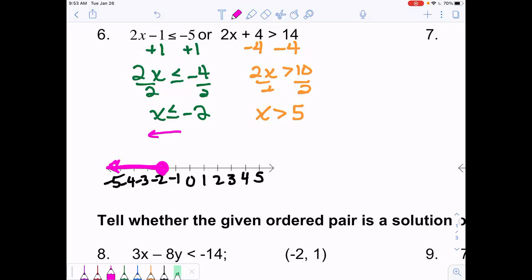The other part says x is greater than 5. Greater than is an open circle because it doesn't have the equal to. And again, the arrow is pointing to the right. Well, I need to shade on the right, or the outside. So "or" is outside and "and" is in the middle.